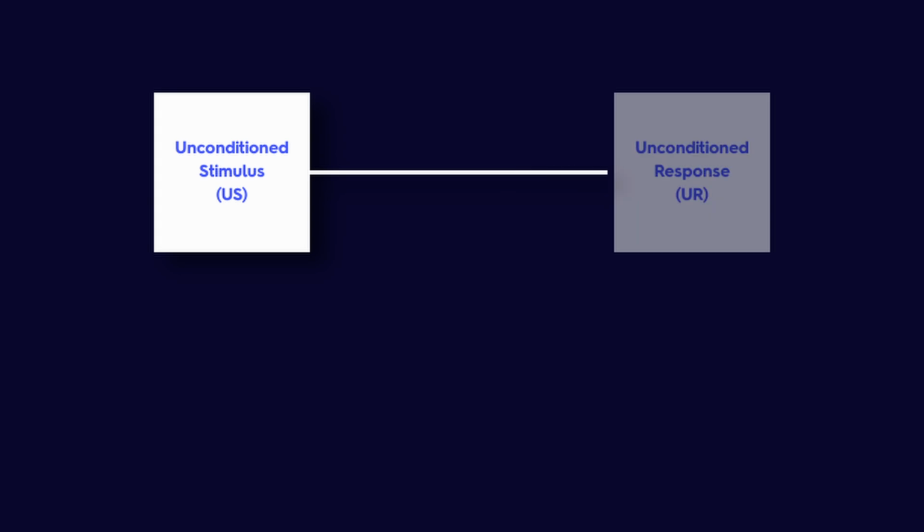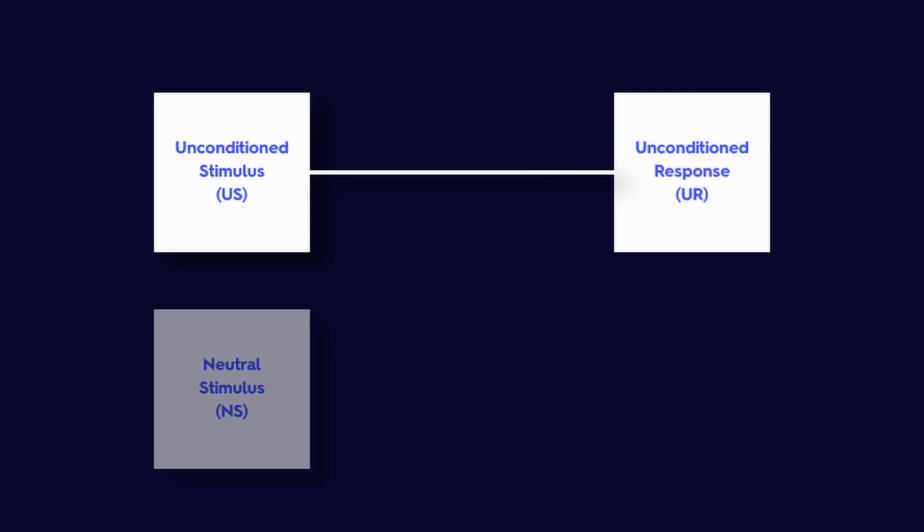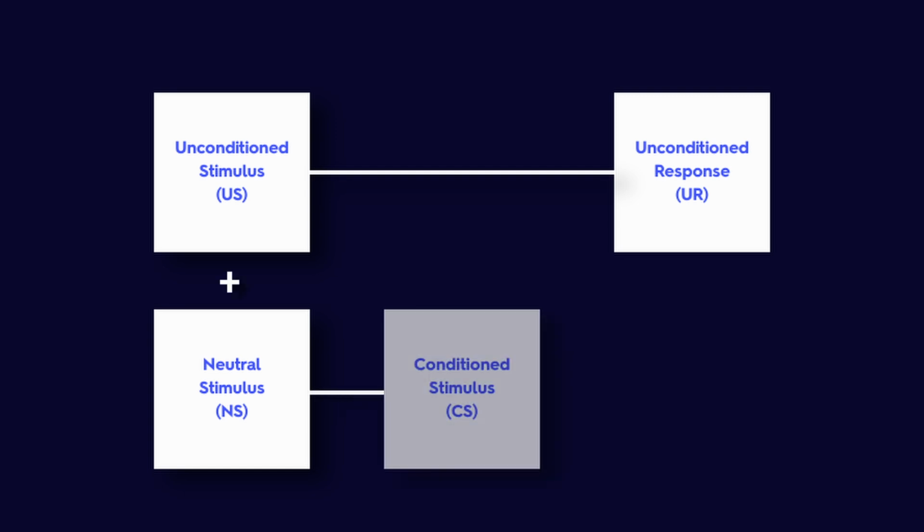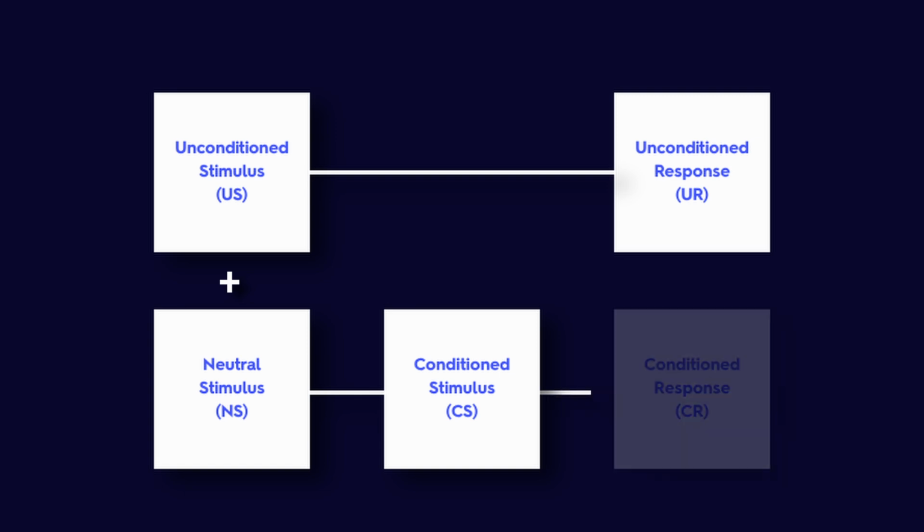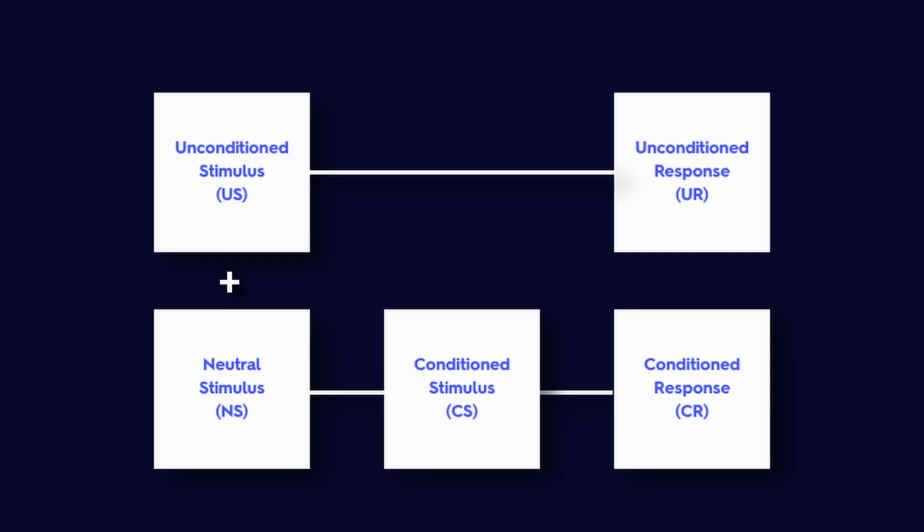First, we have the unconditioned stimulus, or US, which naturally elicits the unconditioned response, UR. Then, there's the neutral stimulus, or NS, which, after being paired with the US, becomes the conditioned stimulus, CS. Finally, the CS elicits the conditioned response, or CR.